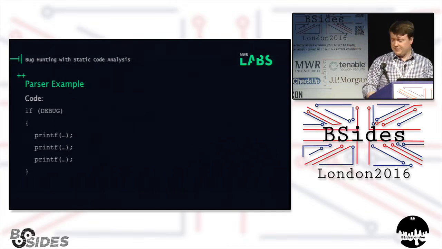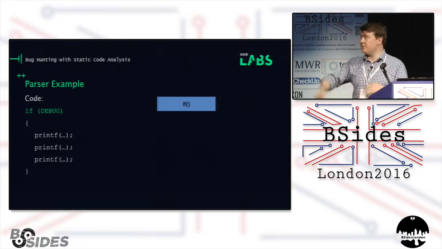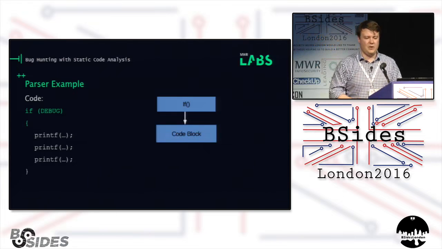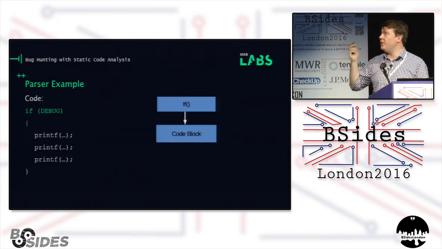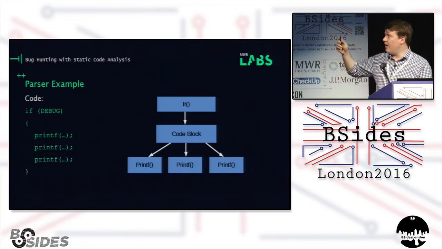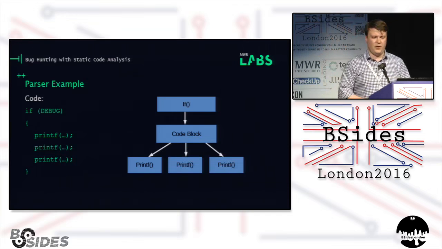And the parser here starts reading from the top, discovers it's got an if statement, so you create an if block. Next up, you find yourself an open curly brace, which means you now know that you're starting a new code block. So from there, all of your printf statements are then attached to that code block, which is then closed off once you then find that final bracket.